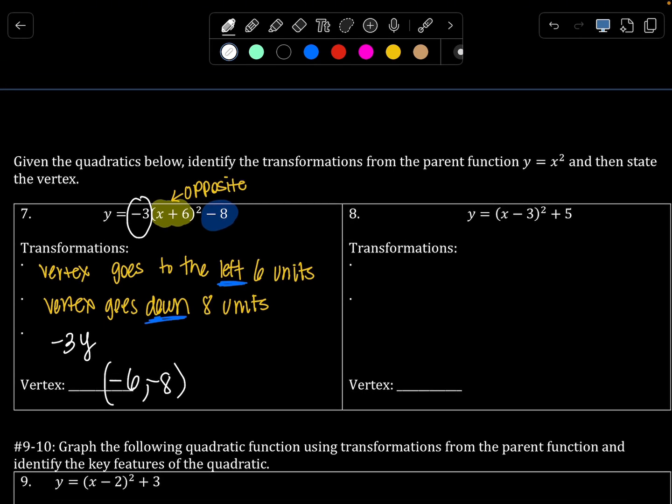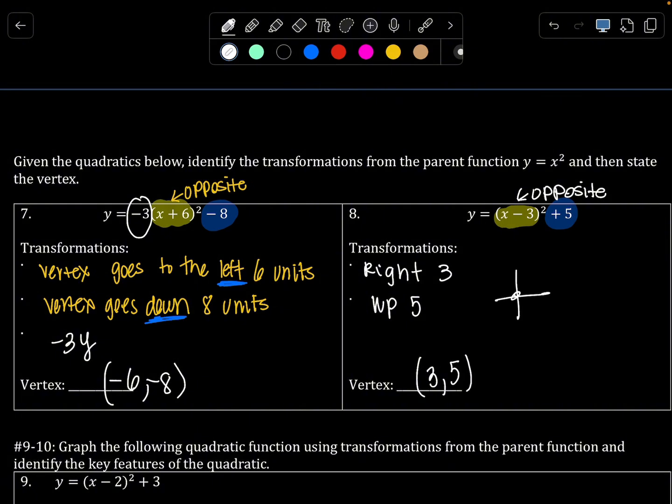If we look at number 8, same thing. I always start with inside the parentheses. It's just easier for me. X minus 3, oh, we do the opposite. Instead of left 3, we're going to do right 3. And then there's a plus 5. So that means we're going to move up 5. And that's it. So we move to the right 3, that's positive 3, and then up 5, 3, 5.